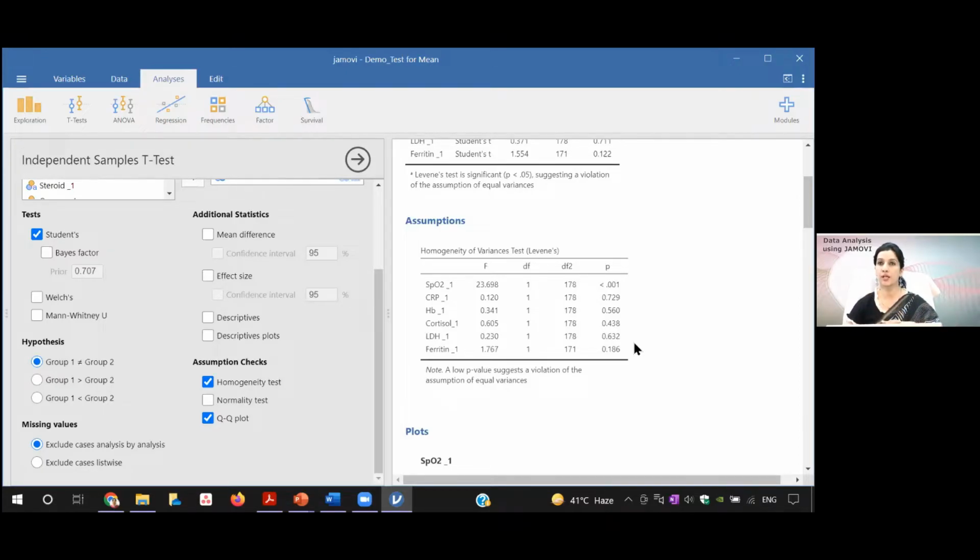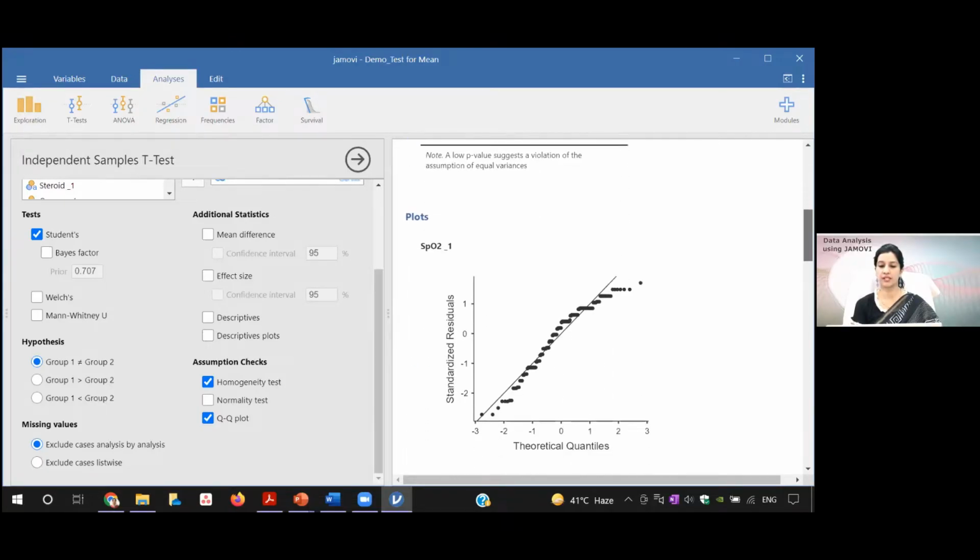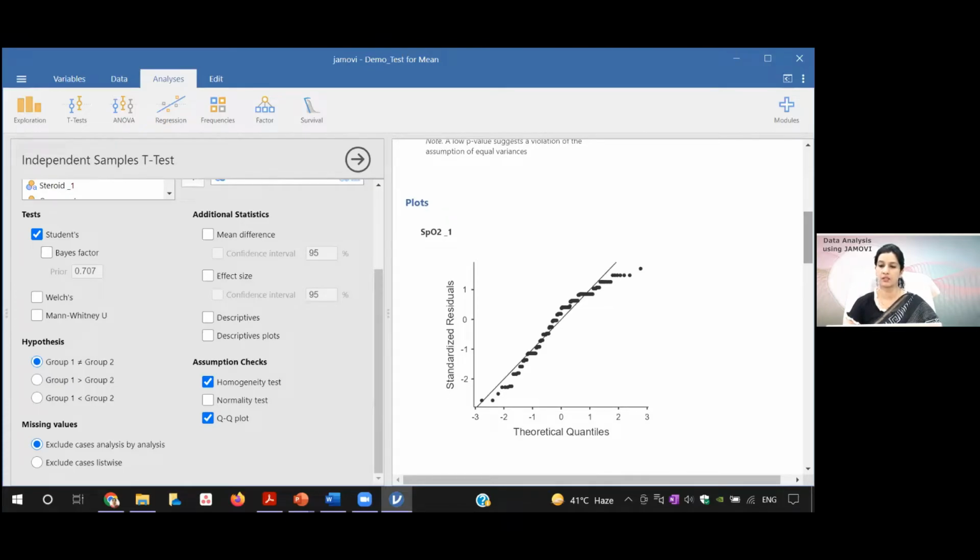So then what should I do? In this case, what test should I apply out of these three options for SpO2? I'm asking, please type in the chat box whether I should apply Student or Welch. Welch. Okay, right? And then you have to comment on the QQ plot.